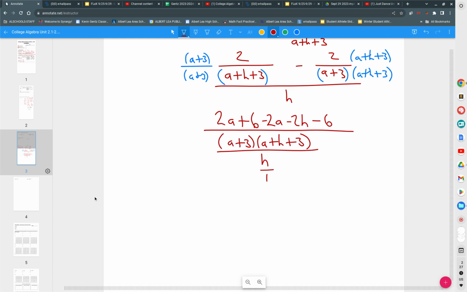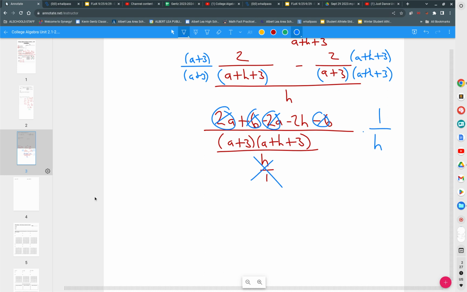Yesterday I told you that if it doesn't have an h, it should cancel. So everything that doesn't have an h should go away. Notice here that the 2a and the negative 2a, those disappear. And notice that the positive 6 and the negative 6, those disappear. If that didn't happen, then that means you did something incorrect. Okay with that? All right. You can multiply by the reciprocal, 1 over h.